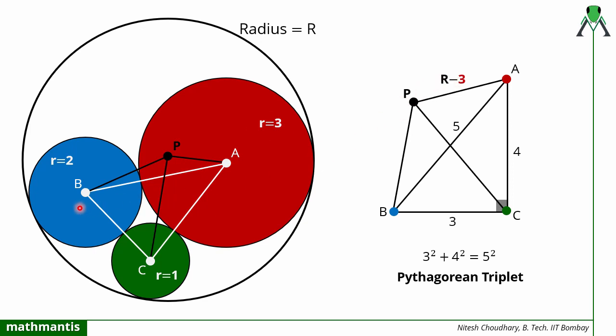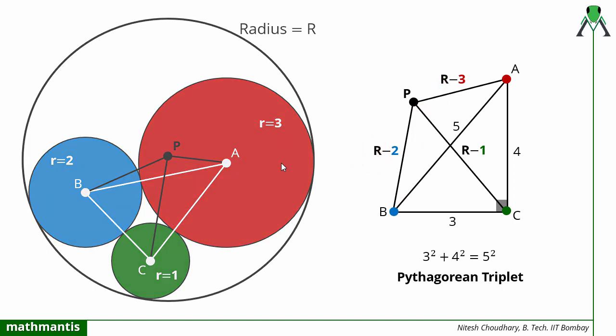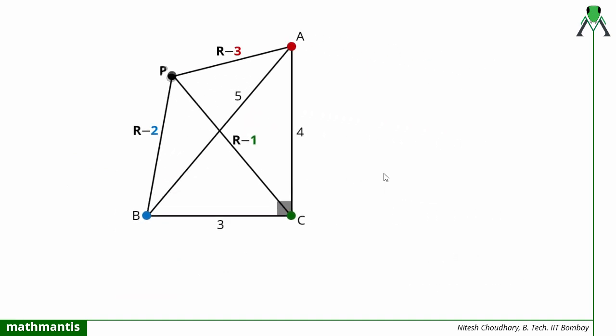Same is the case with PB, that will be capital R minus 2, because we know that this is the whole length capital R, this is 2, so if you subtract, you will get this value. Same property we discussed earlier also. And PC will be capital R minus 1. So our question has been changed to this quadrilateral figure. So now using this quadrilateral figure, we have to find the value of capital R. That is our question. So let me remove this figure and enlarge this figure here.